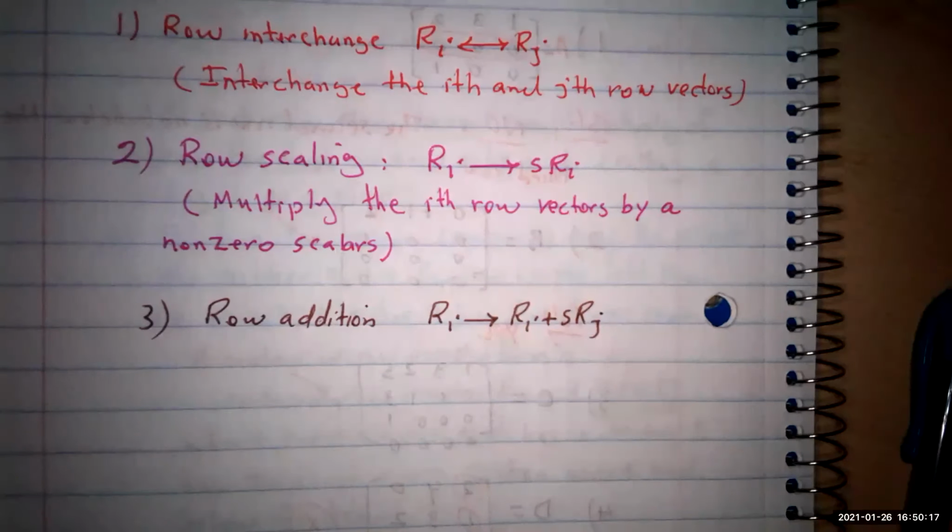So add the I rows to S times the J rows. It's clear, so we talk about it when we get to the information. Okay, so we can multiply one of them by 2 and add it to the other row, and everything would be the same.